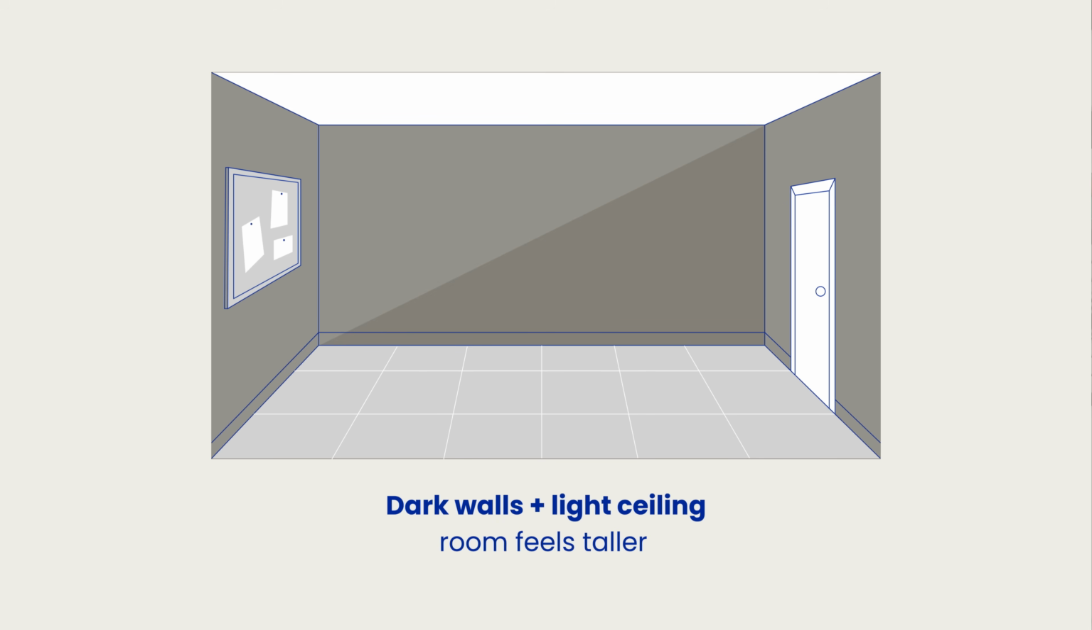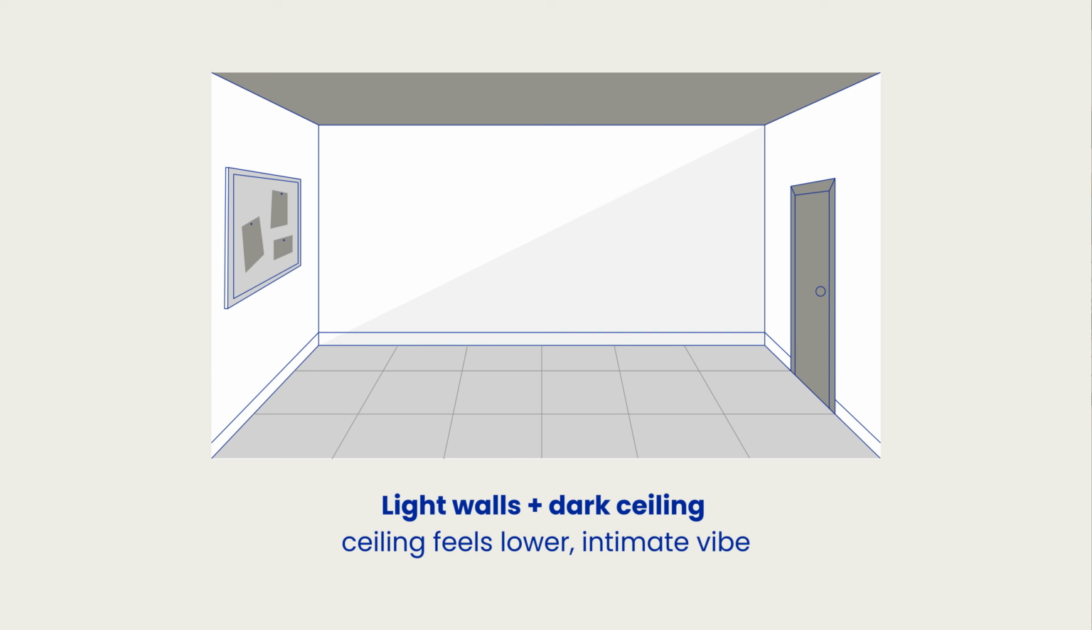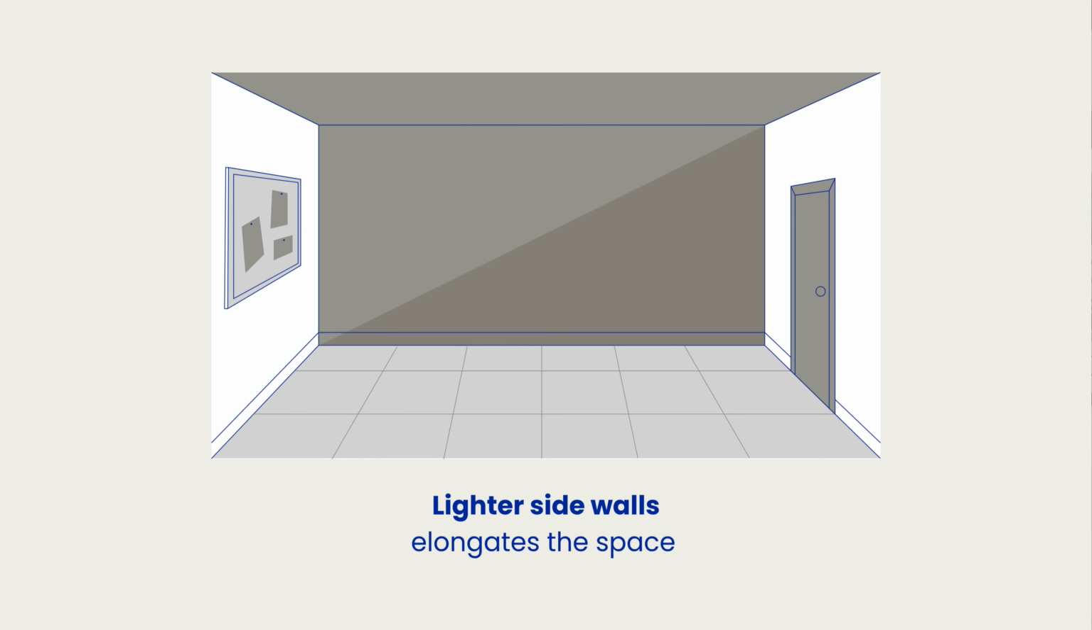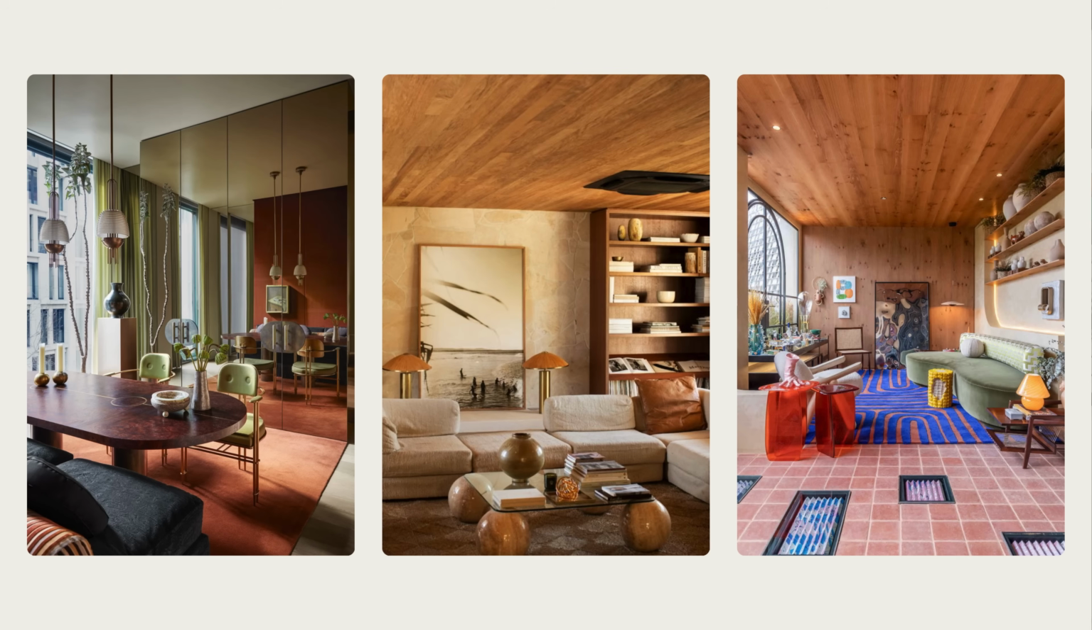Now, if you go for dark walls with a light ceiling, your room will instantly feel taller, while light walls and a dark ceiling will bring the ceiling lower and create a more intimate setting. Finally, darker sidewalls will narrow the room visually, while lighter sidewalls will elongate the space. So before you grab a paintbrush, ask yourself what you want to highlight and place the color with purpose.